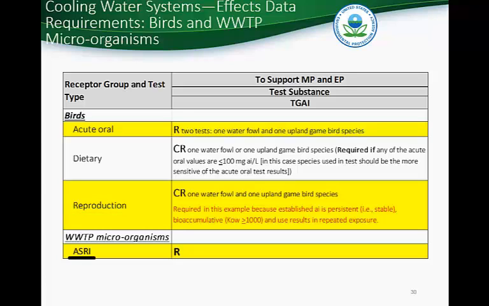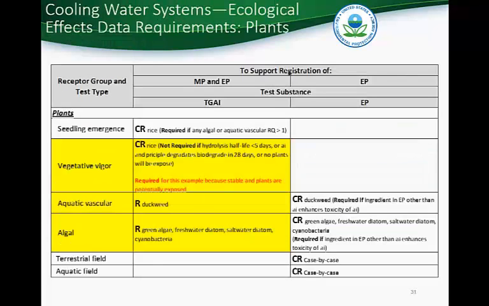An activated sludge respiration inhibition, or ASRI study, is required with the technical grade active ingredient to address hazards to wastewater treatment microorganisms. For cooling water systems, the data requirements for non-target plants include a study with 1 aquatic vascular plant species, a duckweed, and 4 algal species, a green algae, a freshwater diatom, a saltwater diatom, and a cyanobacteria, using the technical grade active ingredient.